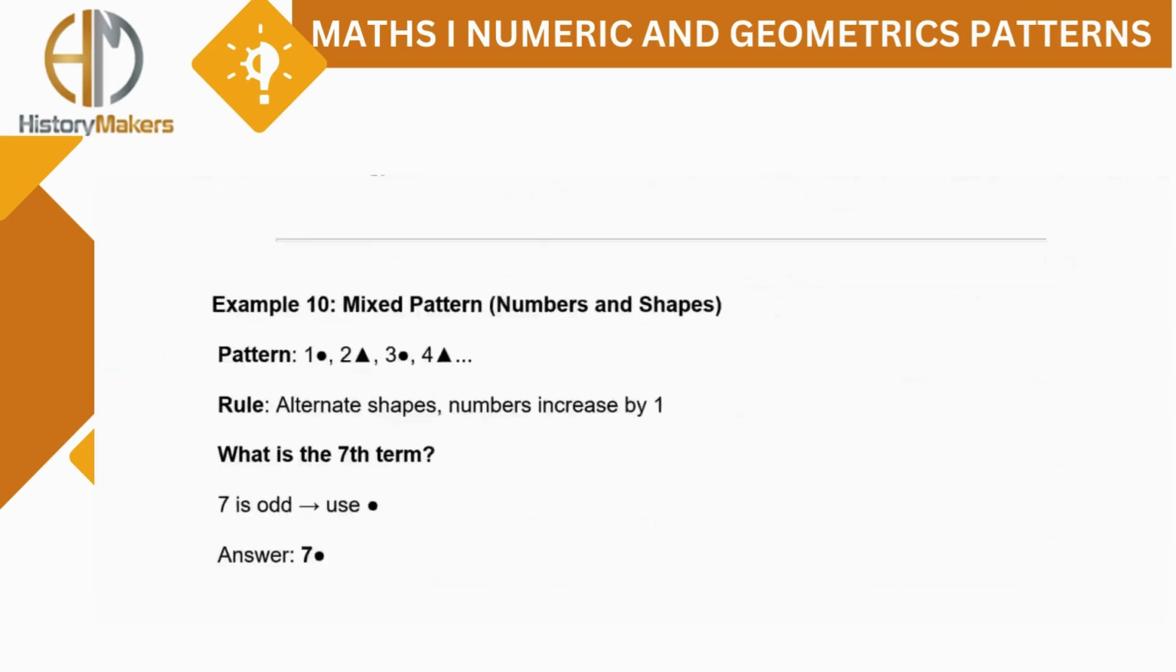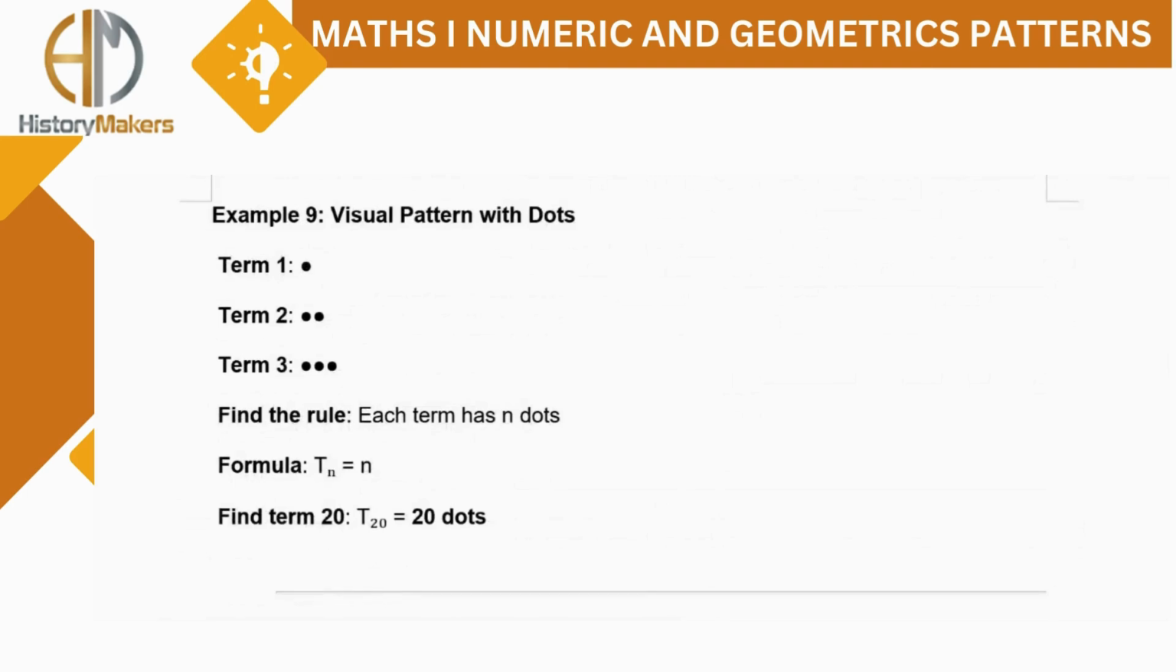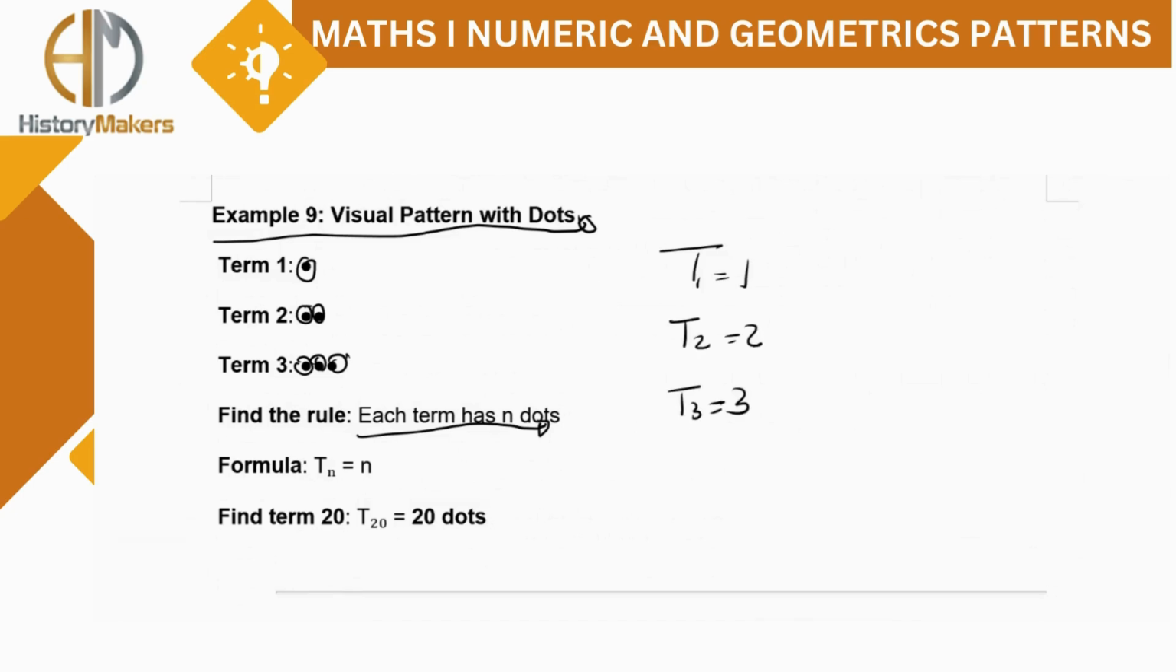Moving on to our 9th example, we have visual patterns with dots. Term number 1 is a circle. Term number 2, we have 2 circles. Term number 3 is 3 circles. So each term has n dots. Which means that term number 1 has 1 dot, term number 2 has 2 dots, term number 3 has 3 dots. So term number 20, as they asked us to find, will have 20 dots.